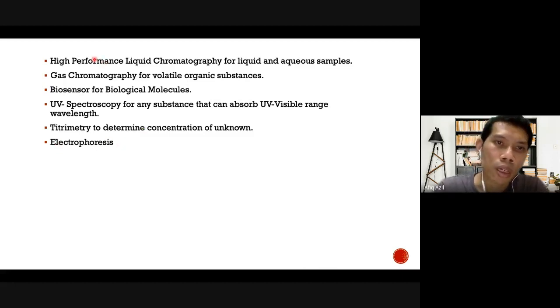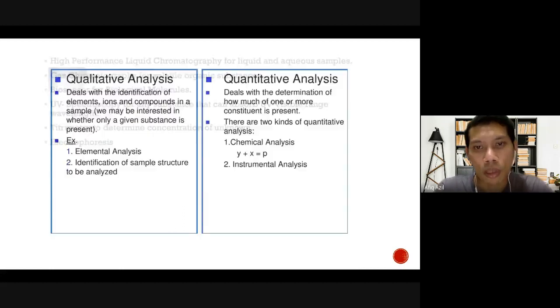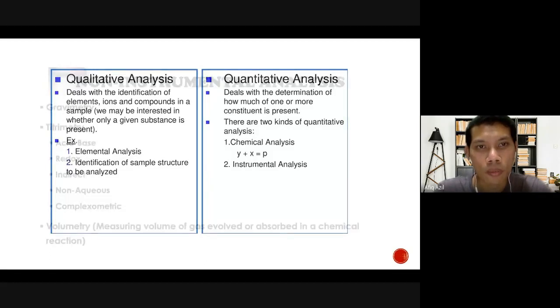But once you do quantitative analysis, you are basically doing qualitative analysis as well, because you not only determine what it is, the identity, but you go further by determining the exact quantity or the exact concentration. So this is just a comparison between qualitative and quantitative analysis.